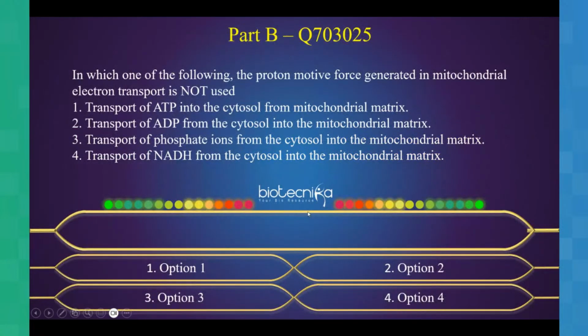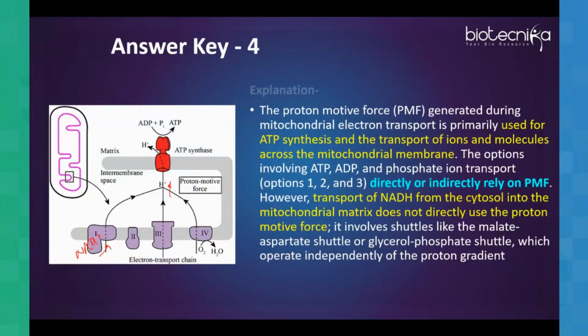So what is proton motive force not used for? Yes, it relies on the transport of ATP, ADP, and also the phosphate ion, but not on the transport of NADH. So the correct answer is option 4. I think Sanjana gave it correctly. Yes. So where did you go wrong? Tell me. I hope I am able to clarify your concepts here, isn't it?